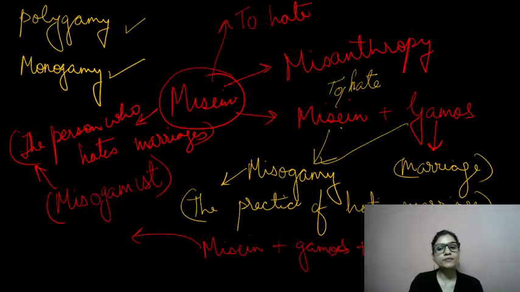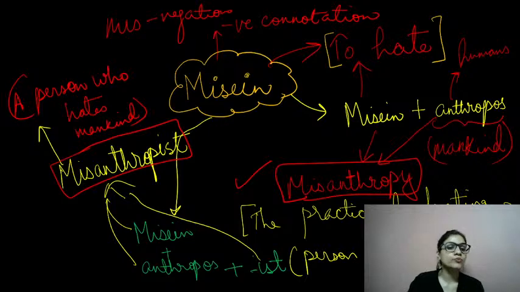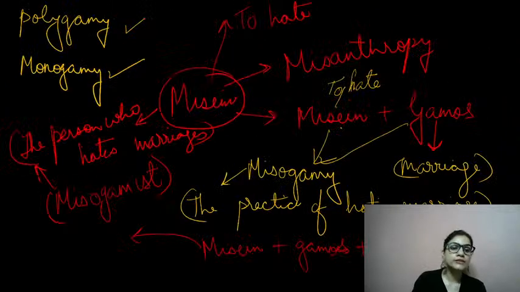So, misane is to hate, misanthropy is to hate mankind, and misanthropist would be the person who would hate humans or hate mankind, right? We have another word, philanthropy. Philanthropy is the practice of loving humans. Misanthropy is the practice of hating humans, right? So, you can remember both the words.